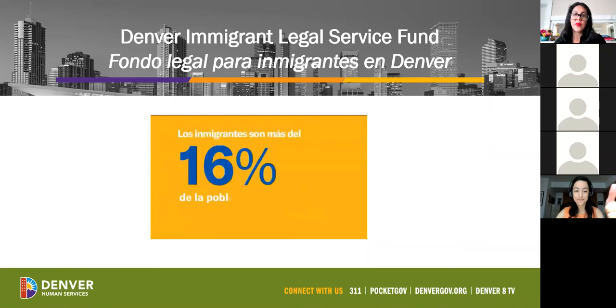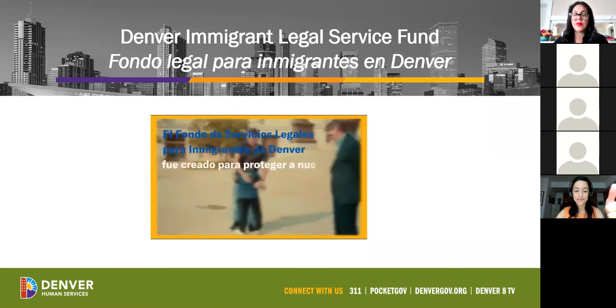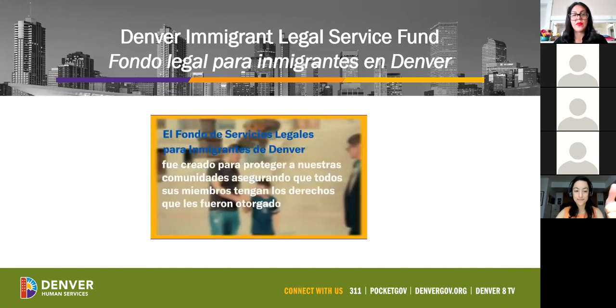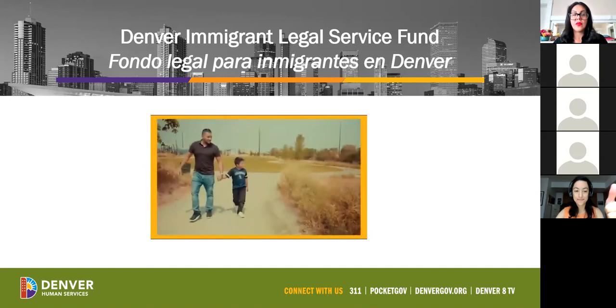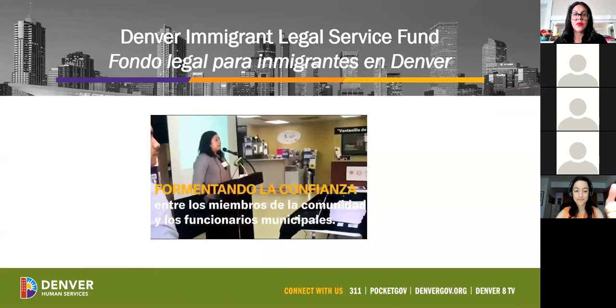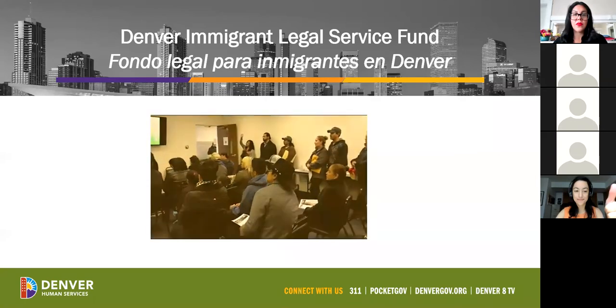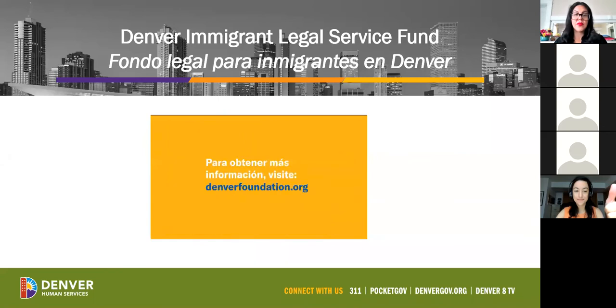Immigrants make up more than 16% of the Denver population, contributing to our culture and economy. The Denver Immigrant Legal Services Fund was established to protect our communities by ensuring all community members the rights that were granted to them by the U.S. and Colorado constitutions, working to ensure children stay with their families, and fostering trust between community members and city officials. The Denver Immigrant Legal Services Fund is generously supported by donations, the Vera Institute of Justice, the Denver Foundation, and the City of Denver. For more information, visit denverfoundation.org.